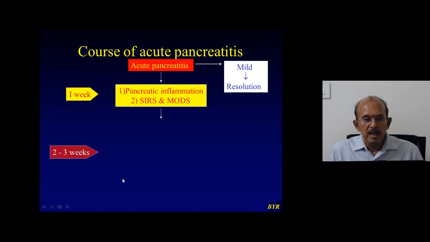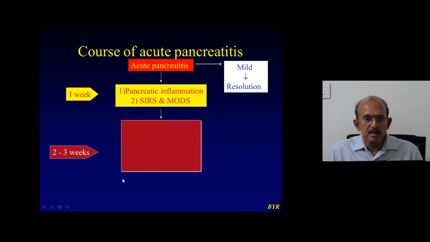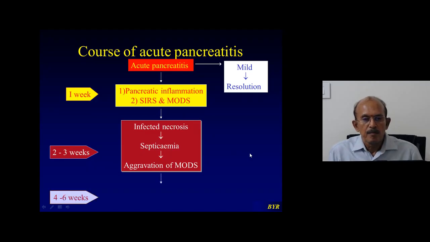If the patient rallies around, during the second to third weeks the patient will have these problems. He may go into infected necrosis, septicemia, or aggravation of MARS. During the fourth to sixth weeks, the patient will develop pseudocysts and abscess. This is how the disease progresses.